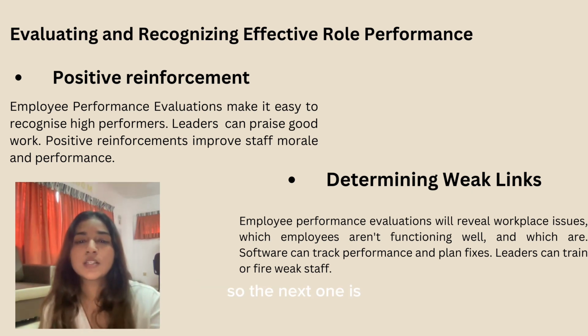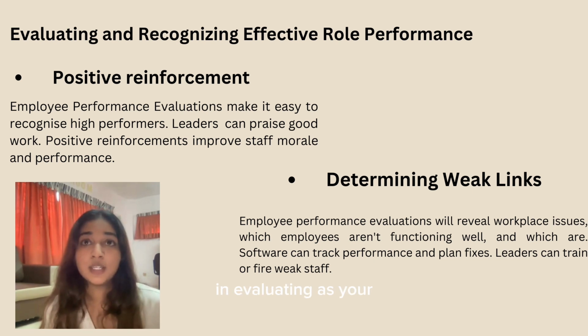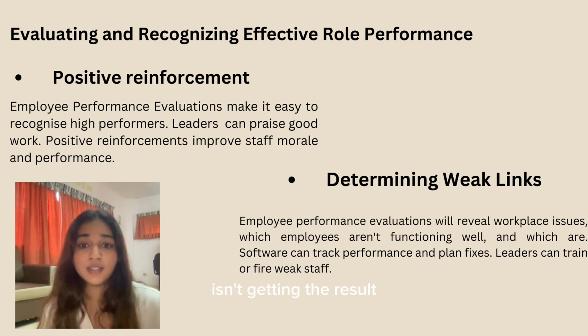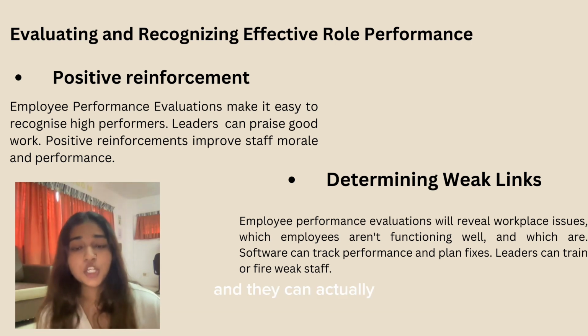The next one is also very important in evaluating as a leader: they can determine the weak links. Determining a weak link means that the employee performance evaluation will help the leader figure out what's wrong at work, which part of the staff isn't getting the results wanted, and which workers aren't doing their job well. They can use this as a tool to keep track of how they are doing and plan ways to fix the problem.